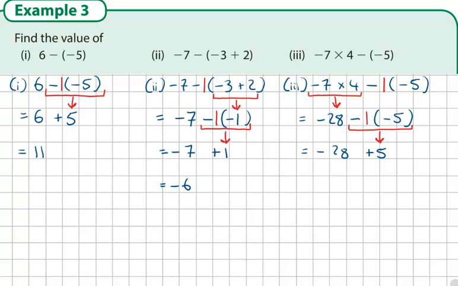So the last step is to subtract. And when we are adding or subtracting integers, the rule is we subtract and keep the sign of the bigger number. So the bigger number numerically is 28. So we're going to have a minus in our answer anyway. And 28 take away 5. It's going to be 23.